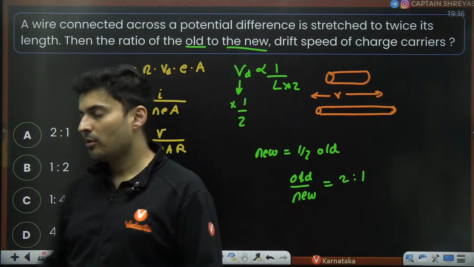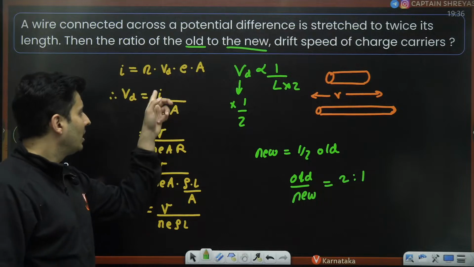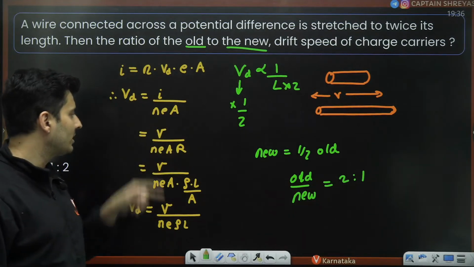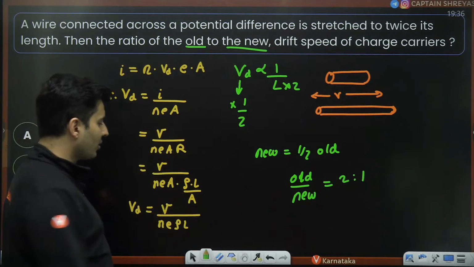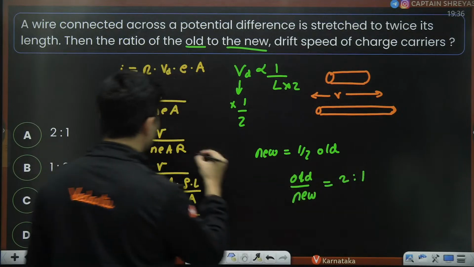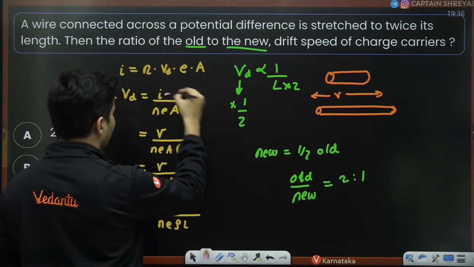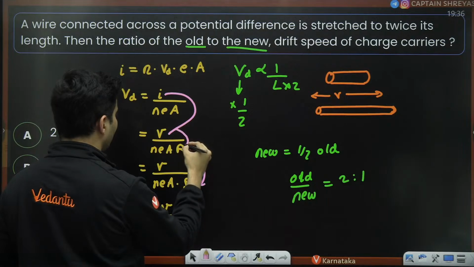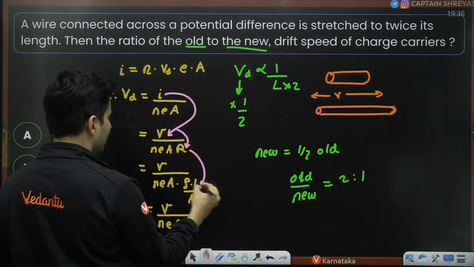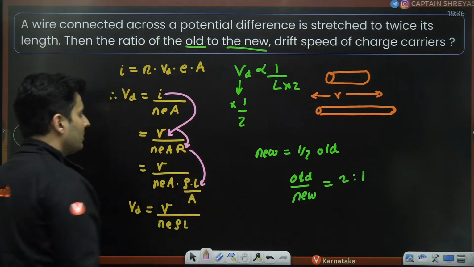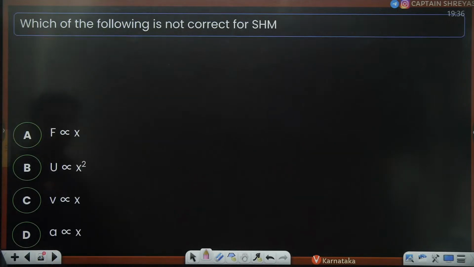So beautiful formula of drift speed. Ohm's law, which is current is voltage by resistance, and resistance is rho L by A. So all these things are very, very critical. Current is nothing but voltage by resistance and resistance is rho L by A. This formula. Perfect. Next one.